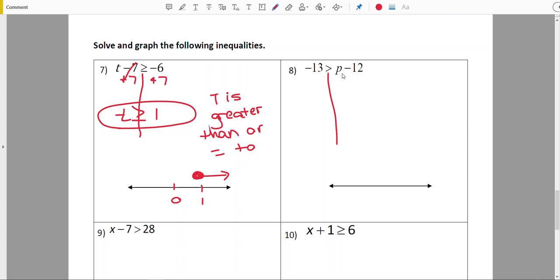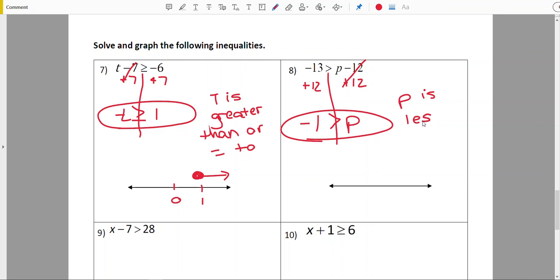For the next one, we have p minus 12, so we need to do +12 to both sides. Do my inverse, I still have p, leave the inequality sign, leave the p on the back, don't try to flip it around. -13 plus 12 gives me a -1, so there's my solution. This says p is less than -1. So here's 0, -1 would be down here somewhere. It's an open circle because it's not equal to, and it says p is less. Well, left is less. So there's your graph for that one.